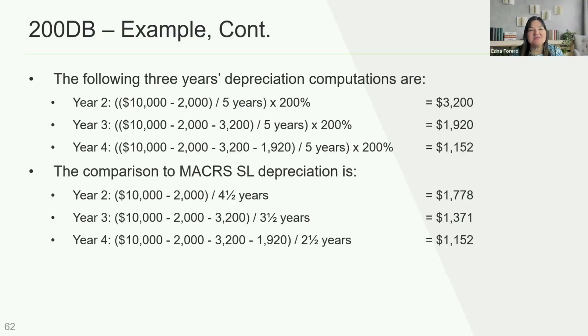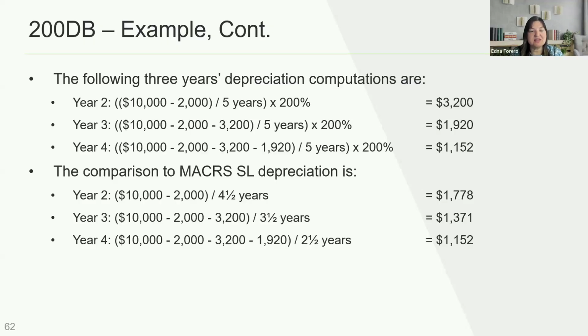All right, so moving forward in that example, the following 3 years of depreciation would be year 2 at 3,200, and year 3 would be 1,920, and year 4 would be 1,152. Okay, so now looking at the MACRS straight line depreciation, if they were to use that method instead of the 200 DB, year 2 would equal 1,778. Year 3 would equal 1,371, and year 4 equals 1,152.